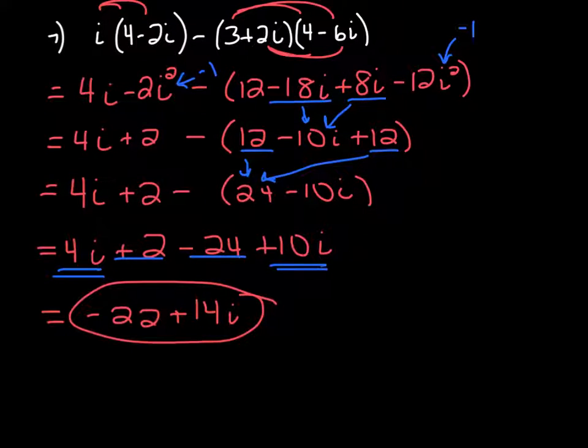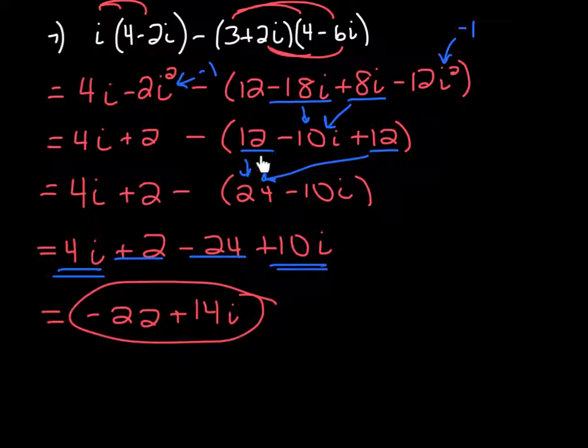All right, so then since i squared is equal to -1, I did -2 times -1 is +2. And really the same thing over here, okay? -12 times -1 is +12. And in that same step, just to save time, I just combined the -18i and the +8i to give me -10i.